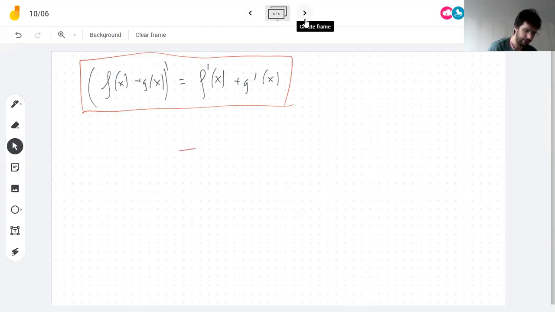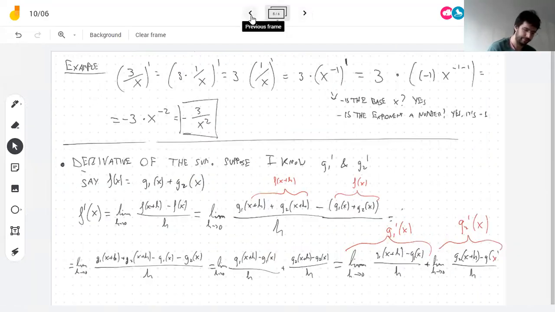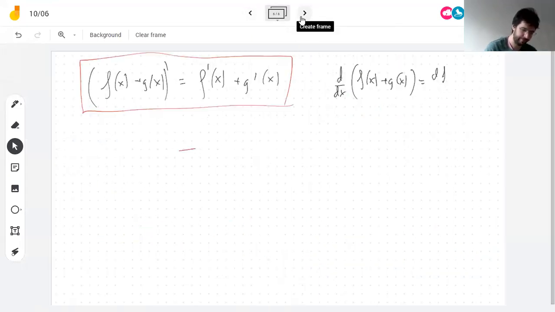Or in Leibniz notation. Can you go back for a sec? Yeah. Okay, you got it. df/dx plus dg/dx. So the derivative of the sum.